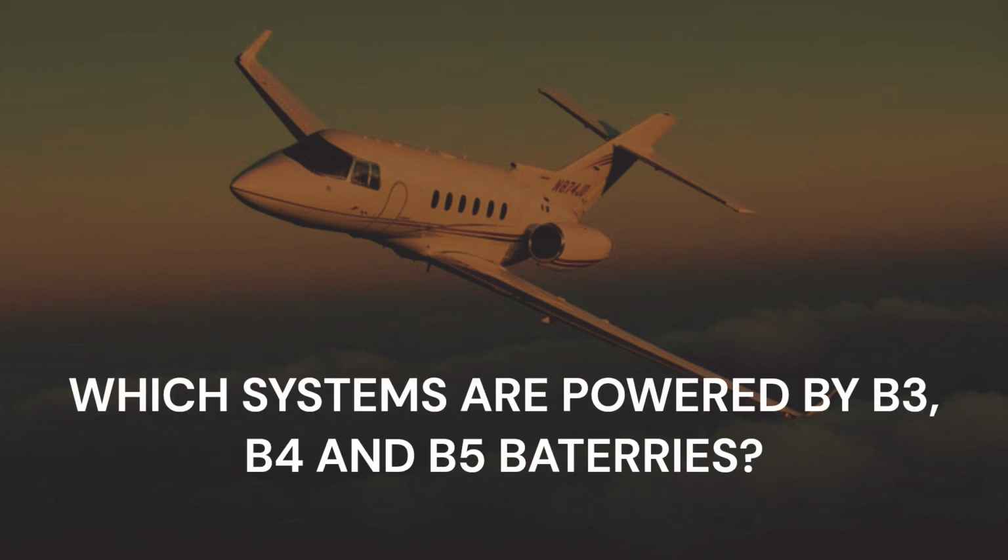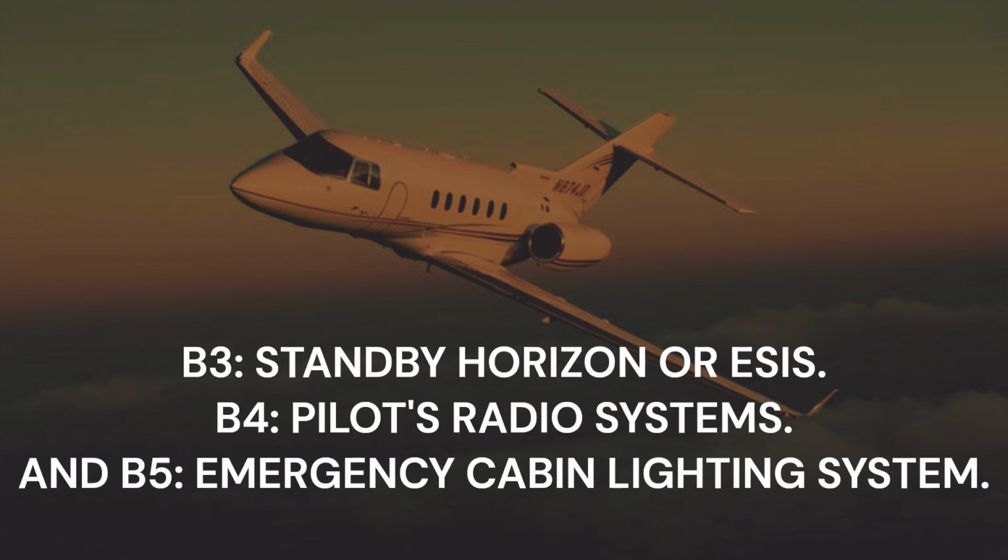Which systems are powered by B3, B4 and B5 batteries? B3, standby horizon or ESIS. B4, pilot's radio systems. And B5, emergency cabin lighting system.